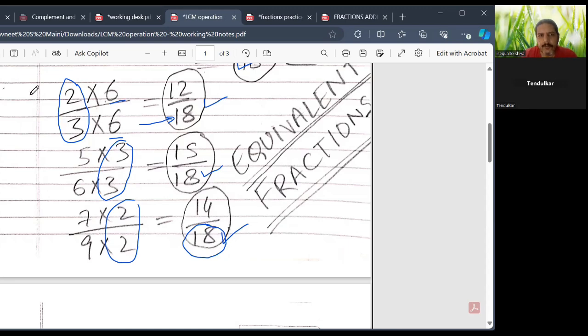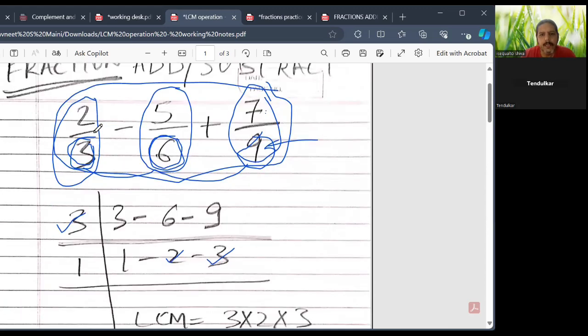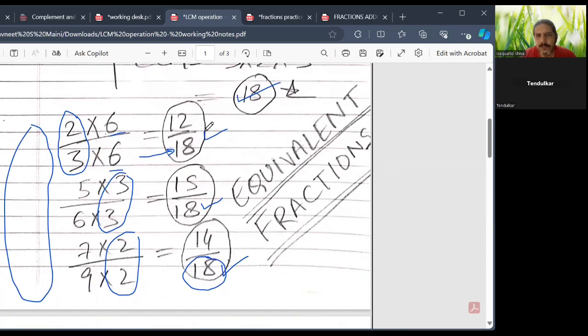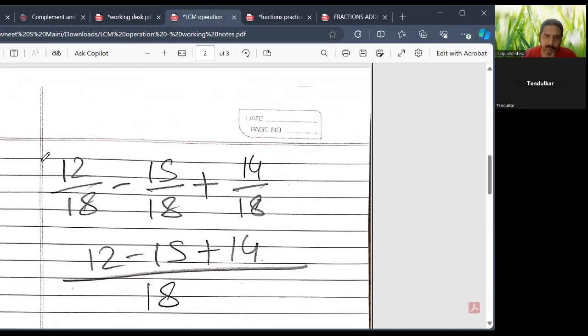And if you see, I haven't put any sign here, so you can forget about the sign for a while. Now once I have reduced these to equivalent fractions, the next step is that I will put the sign here. So this is a negative term, the other two are positive. Any doubt till there?